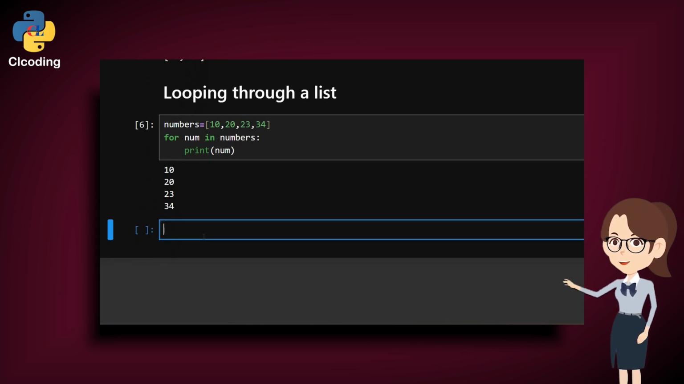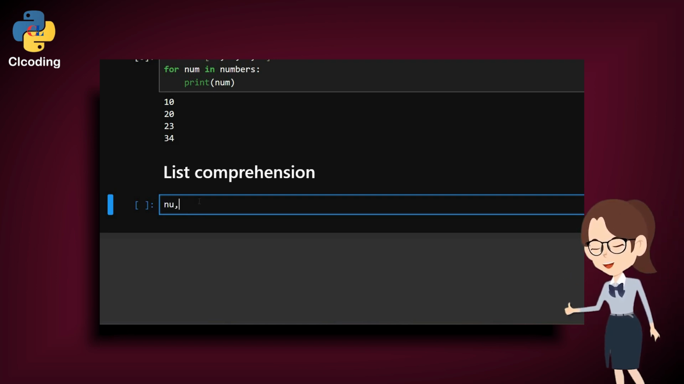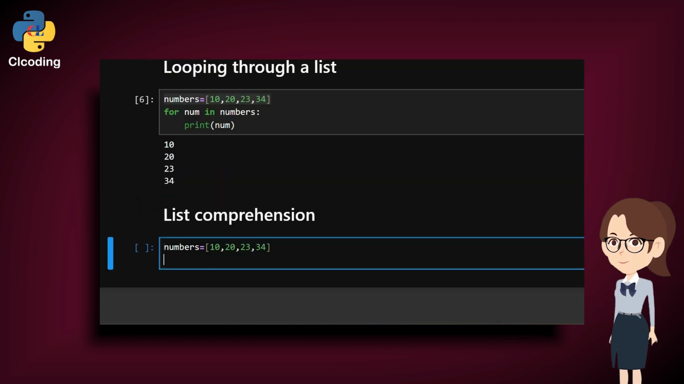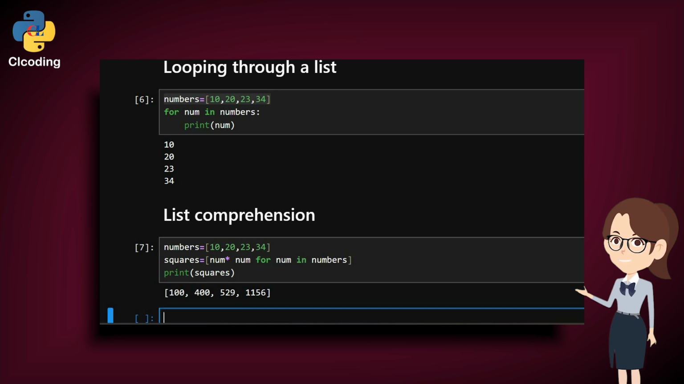Now the next thing is list comprehension. List comprehension provides a short and simple way to create a new list from an existing list. So let's see how we can create it. Here we have taken a list and now we'll convert the list to squares and print the list. So let's see the output of this. So here we can see the output.